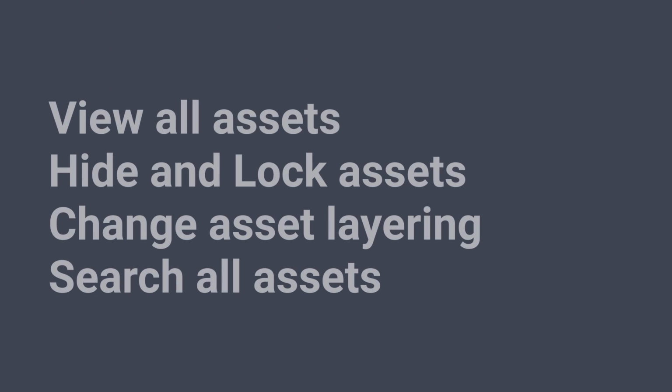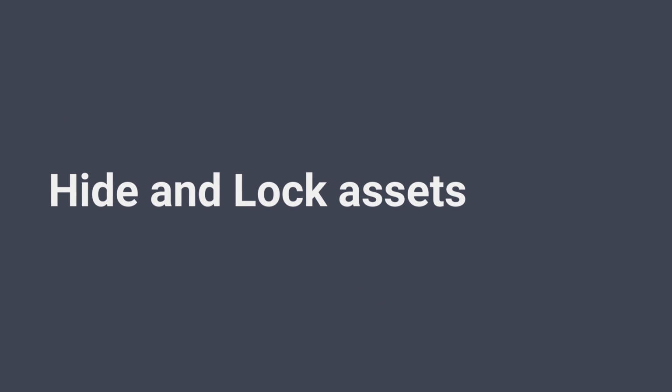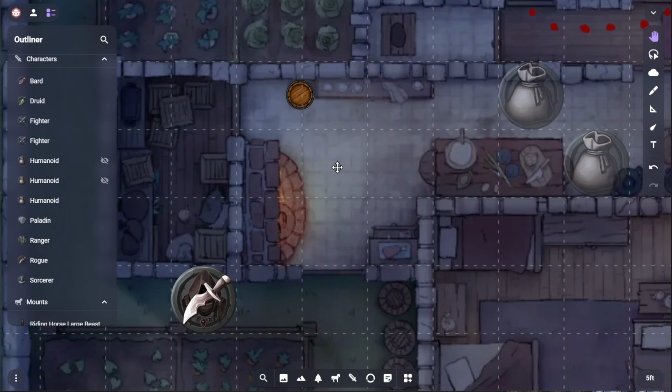Next, let's look at how Outliner can hide and lock assets without having to select them or use their toolbars. If you want to toggle the hide or lock status of any asset without drawing attention to it, simply click on the icon next to its name in the Outliner list, and it will update without drawing the usual selection highlight around that item.